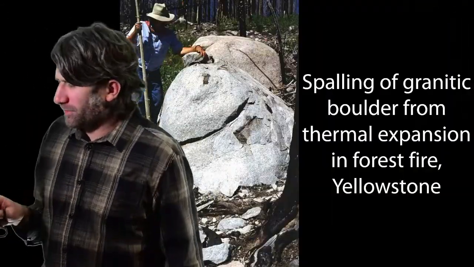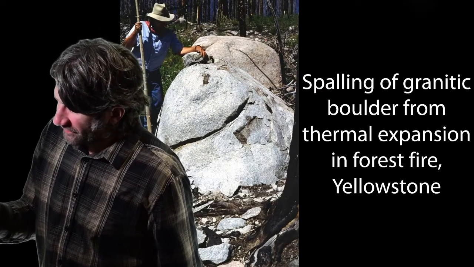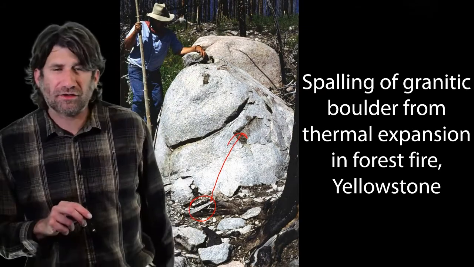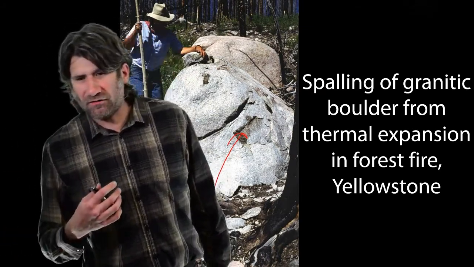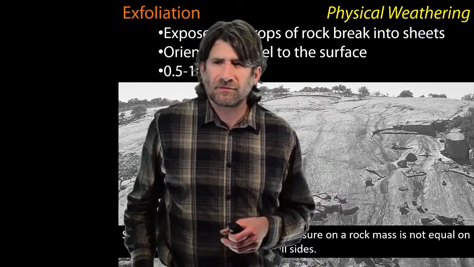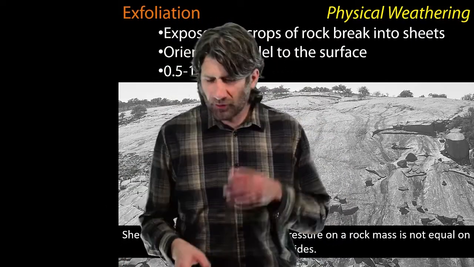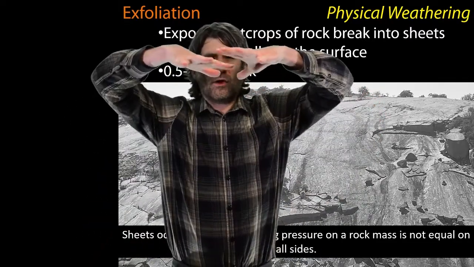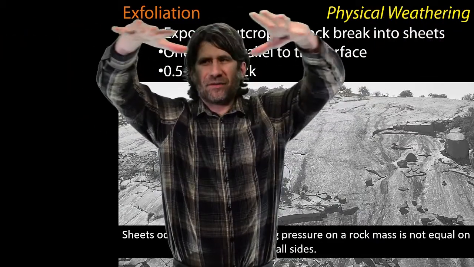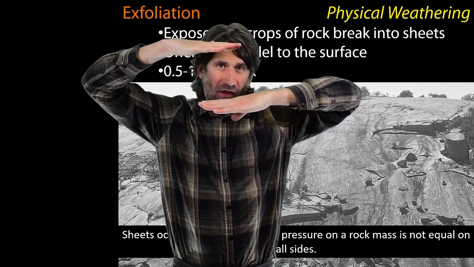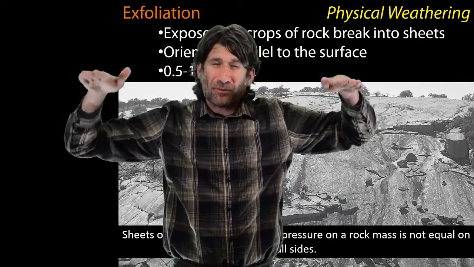Here's another spalled granitic boulder, in this case from Yellowstone again. And so those are all parts of the rock that used to be on the rock. And then as the forest fire came through, they were spalled off. Okay, moving on, let's talk about another way that we can physically weather rocks. And that's what we call exfoliation. And so we find exfoliation in places where we expose large amounts of bedrock. And essentially, when we get these big sheets of bedrock, what happens is you essentially will create physical weathering and fractures in essentially layers that are parallel to the surface.